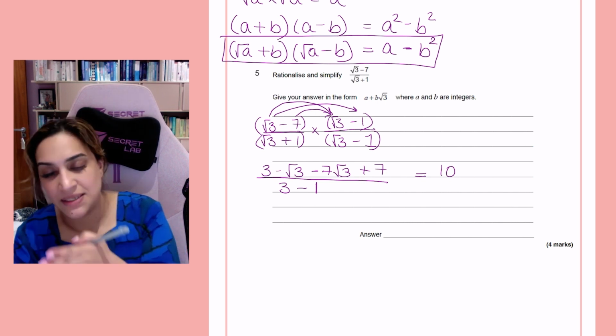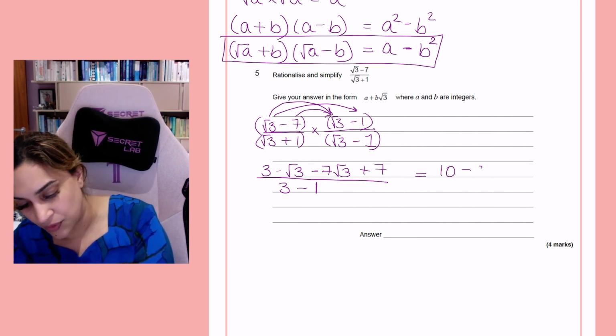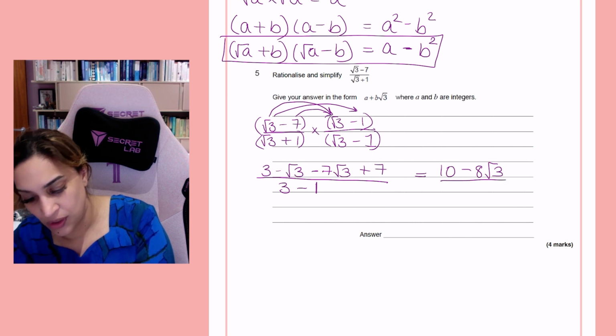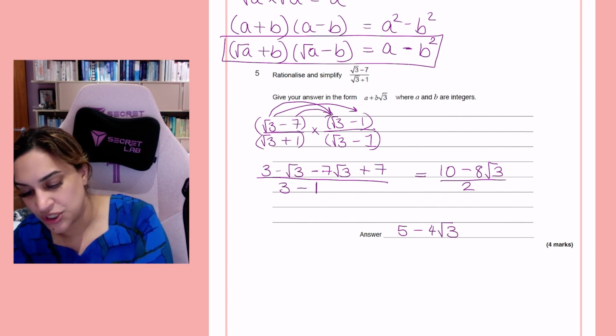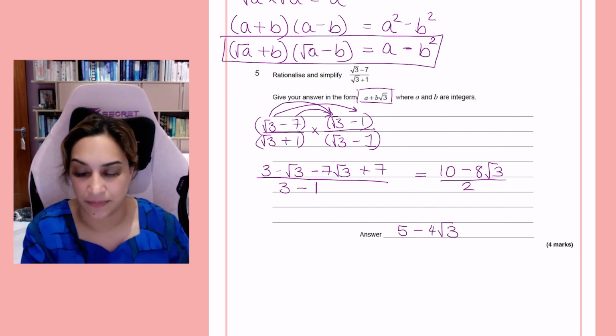Minus root 3 minus 7 root 3 gives us minus 8 root 3, all over 2. We can divide everything on the top by 2, and we get 5 minus 4 root 3, which is in the same form as we're expecting it.